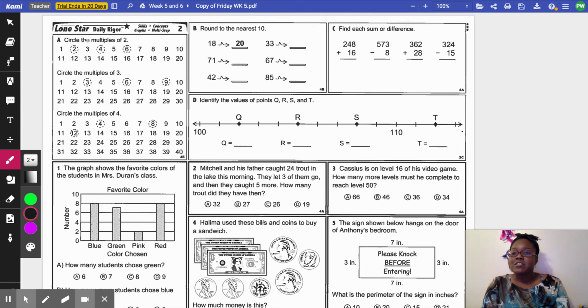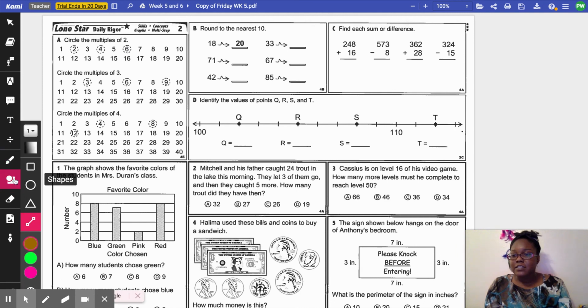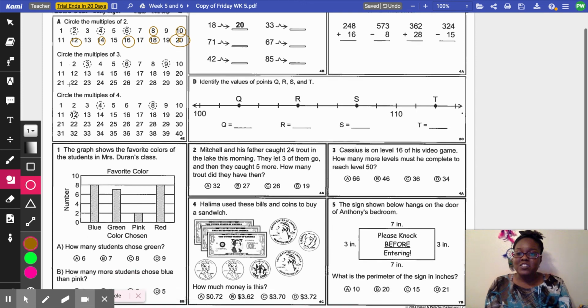Letter A. Circle the multiples of 2. That means you're counting by 2. So it starts out 2, 4, 6. Let's see if I can use circles. Then we have 8, 10, 12, 14, 16, 18, 20.